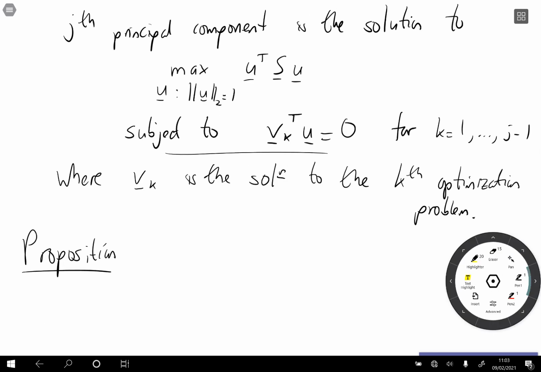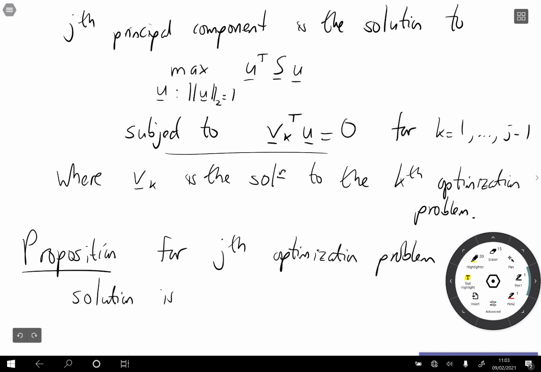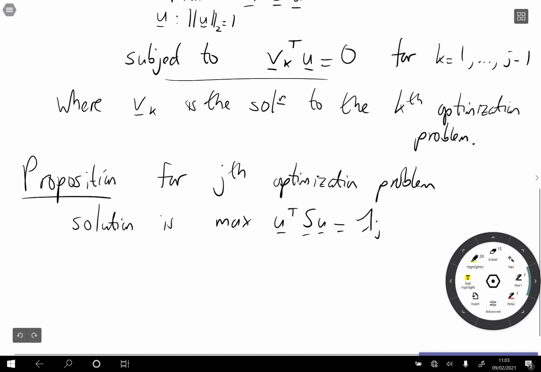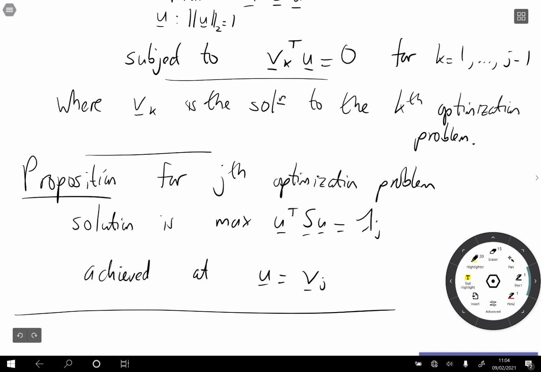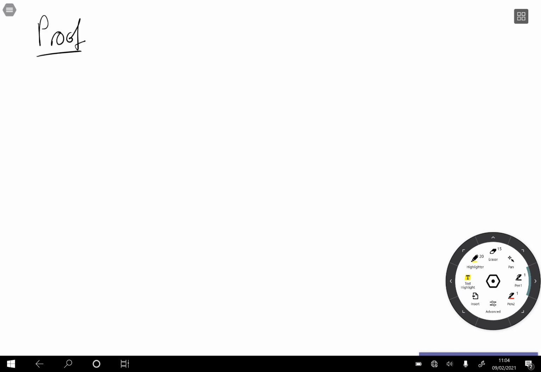So the proposition we want to prove is that for the jth problem, the solution is that the maximum of u transposed S u is lambda_j, the jth eigenvalue, and it's achieved at u equal to v_j, the jth eigenvector. Okay. So this is exactly what we saw in the previous section. We're just going to be a bit more careful about the proof here and prove it a bit more cleanly. So this is a constrained optimization problem.